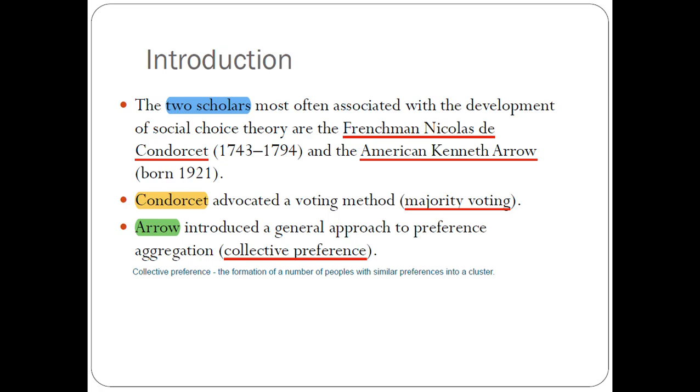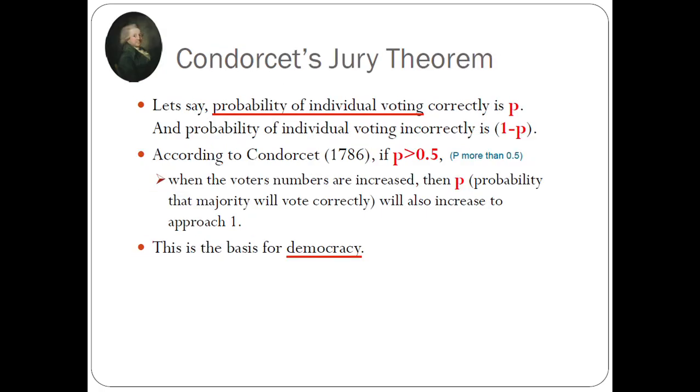Kita mengundi sebab nak cari majority atau nak bersependapat, nak mencari hala tuju. Okay, so for Arrow introduce a general approach to preference aggregation, collective preference. Okay, so for Arrow ni diperkenalkanlah general approach untuk yang dipanggil sebagai collective preference. Okay, so collective preference is the formation of a number of people with similar preference into a cluster. Okay, this is Condorcet. Macam ni kan, tapi ni gambar bila dah.